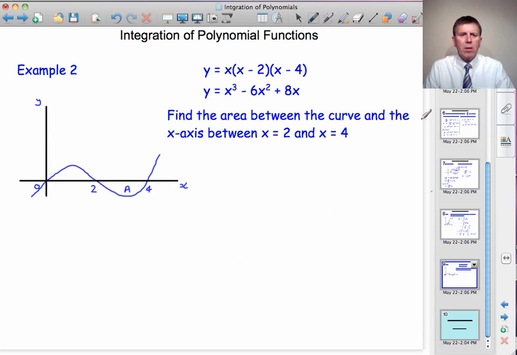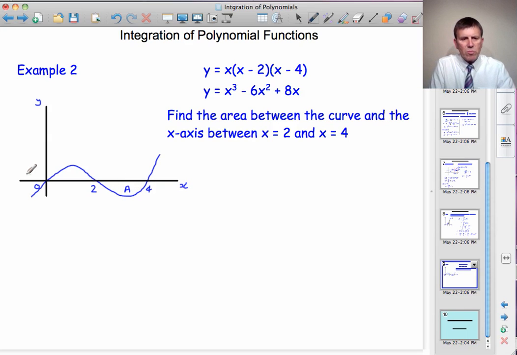Now a second example of finding the area between a curve and the x-axis. I have here a graph of y equals x multiplied by x minus 2 multiplied by x minus 4. So this graph cuts the x-axis at x is 0, x is 2 and x is 4. And here I've multiplied out the function to give y equals x cubed minus 6x squared plus 8x. Find the area between the curve and the x-axis between x is 2 and x is 4. So we're trying to find this area I've marked A.